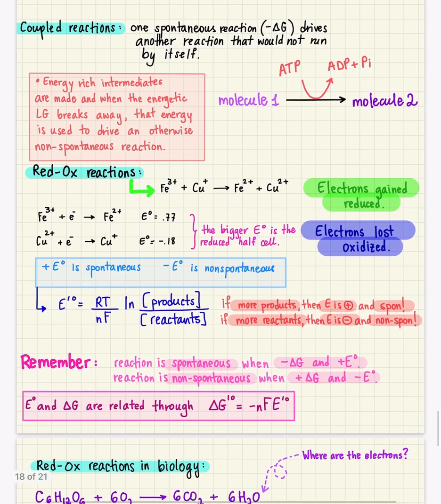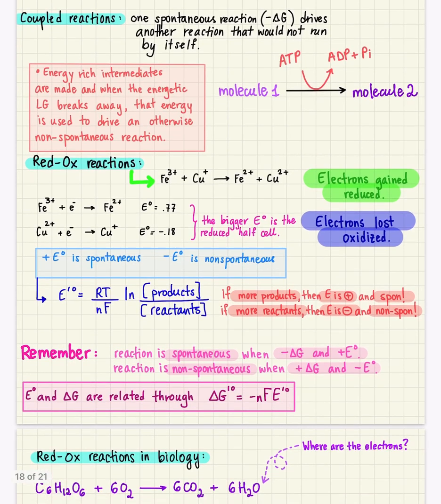Now on to new material. We talked about coupled reactions, and what do coupled reactions mean? Coupled reactions are reactions that help one another. As in, if we have a reaction that is spontaneous, meaning it has a negative delta G, it has the ability to drive another reaction that would not run by itself had it not had the help of this more spontaneous reaction.